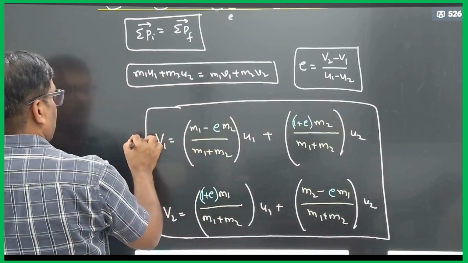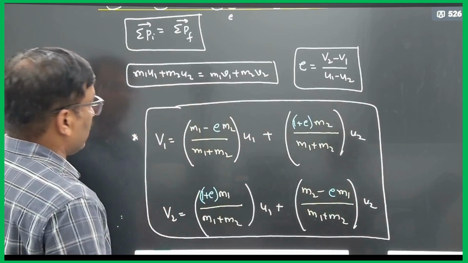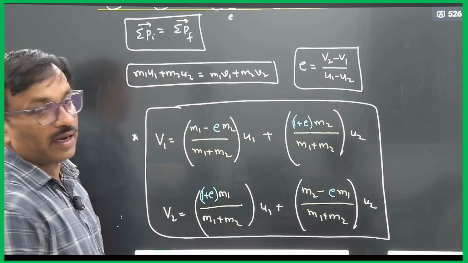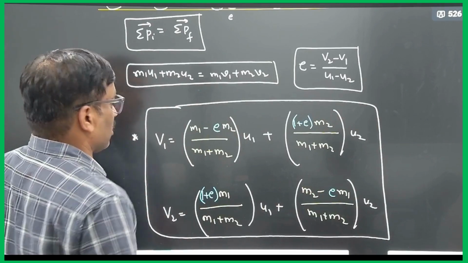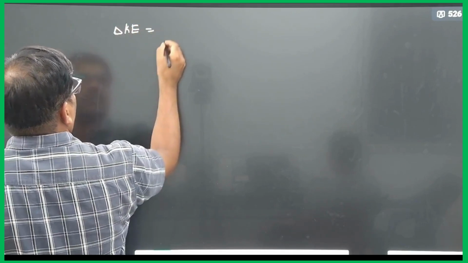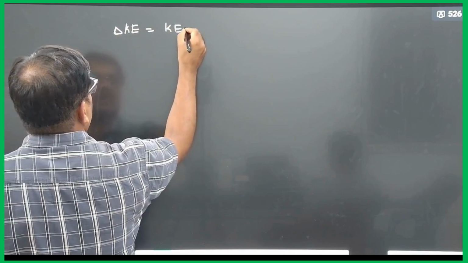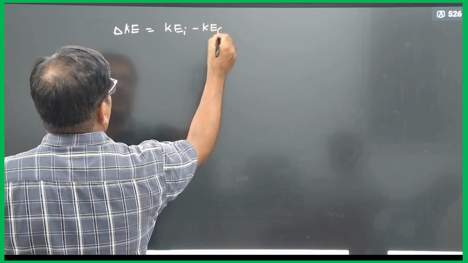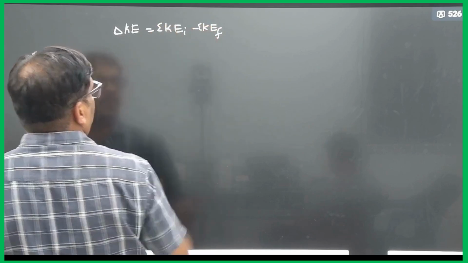In this way we can write down the velocities after collision in the inelastic collision. Therefore you can use this and write down the energy loss. How much energy is lost? How to write it? The kinetic energy loss is nothing but the total initial kinetic energy minus the total final kinetic energy, right?